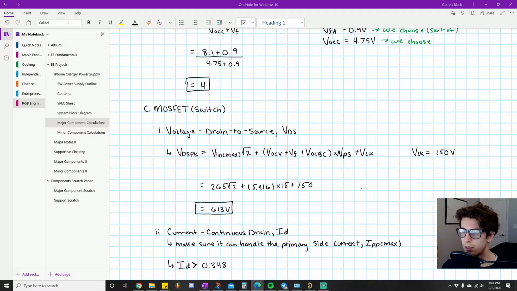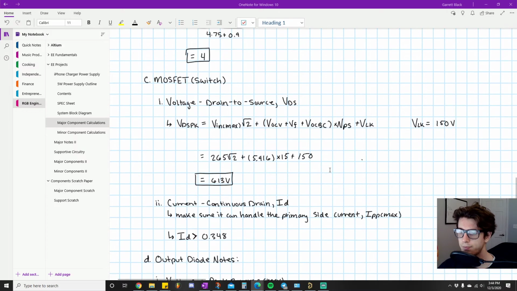So when we plug all those numbers into the equation, we come out with 613 volts. The trend here is that we need to pick a MOSFET with a VDSPK rating higher than 613 volts. You don't want it to be right at that, because if any of the conditions or your calculations are a little bit off, it could spell disaster for your project. You want your project to handle a whole lot of situations, and it's pretty simple to find parts that meet this specification.